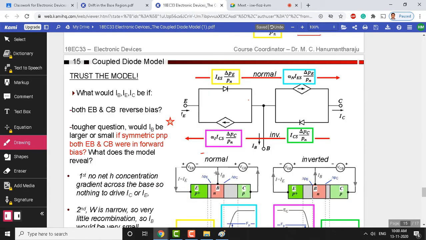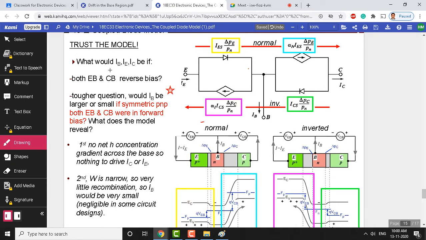Here we have critical things to analyze. First of all, this is a model that everybody can trust. Instead of thinking more about the actual BJT, we can replace the actual BJT with this model, and you can do a lot of analysis here. Now, let me ask you a question. These questions we will also ask in the quiz. So try to think here itself, and I will give hints so that it becomes easy for you to answer in the quiz also.